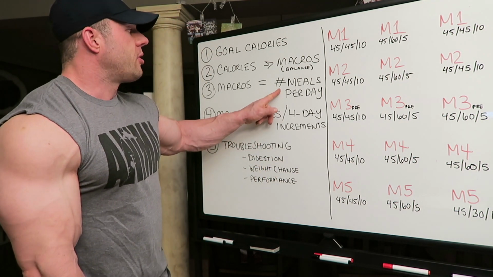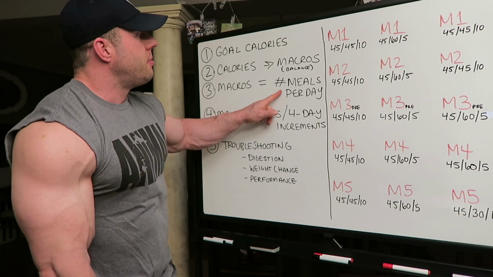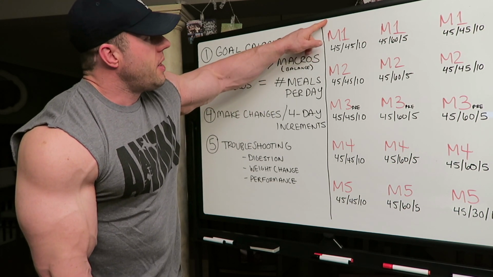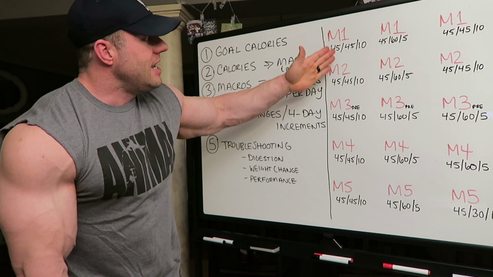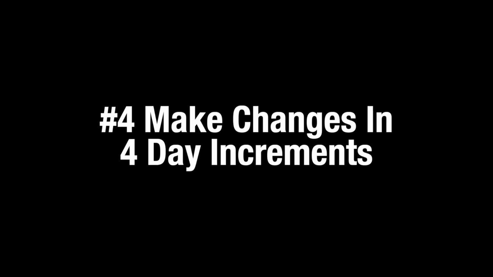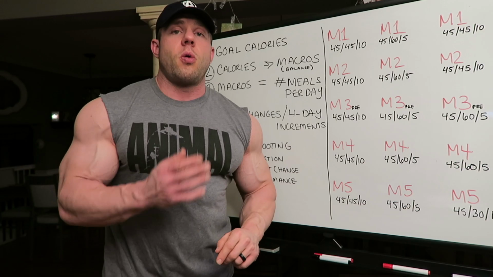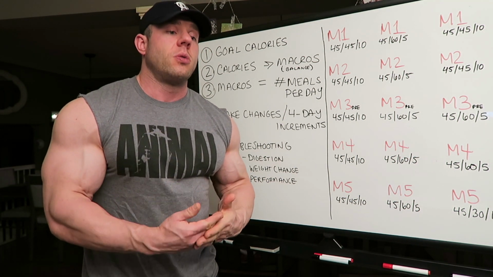So once you find your number of meals per day, you'll equally break down your macros into the meals. So right here in column 1, that's an example: 45 carbs, 45 protein, 10 grams of fat, equally on all 5 feeds, okay? Step 4, making changes in 4-day increments. So once you do all this and you find your breakdown, make your changes in 4-day increments only.